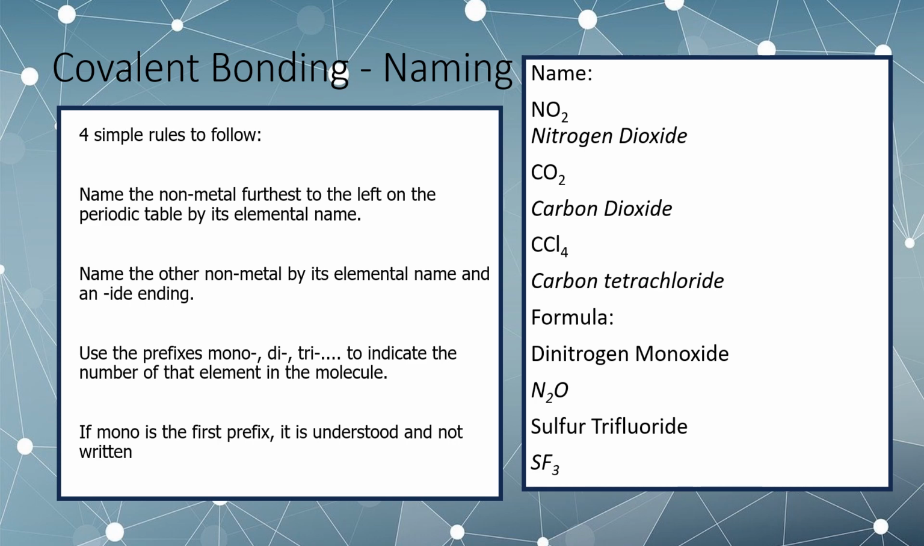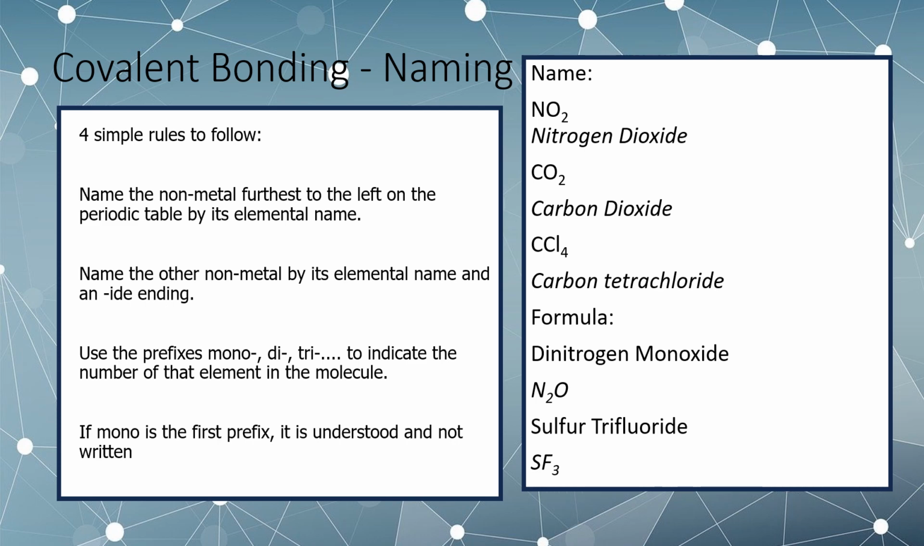We then have CCl4, so again, we know our first one's going to be carbon, and then we have chlorine, or it'll become chloride, and there's 4 of them, so that's tetrachloride. Then, looking at writing out our formulas for these named ones, we have dinitrogen monoxide, so that means we're going to have 2 nitrogens followed by 1 oxygen, so N2O. Then we have sulfur trifluoride, so we're going to have 1 sulfur, because we don't need to include the mono if it's the first one, remember? And then we're going to have 3 fluoride, so SF3.